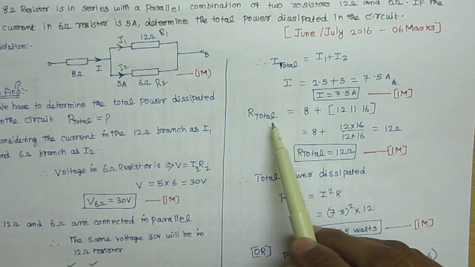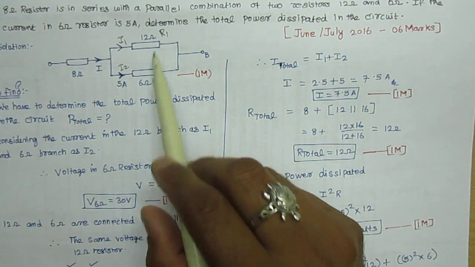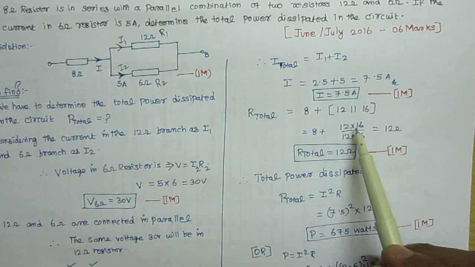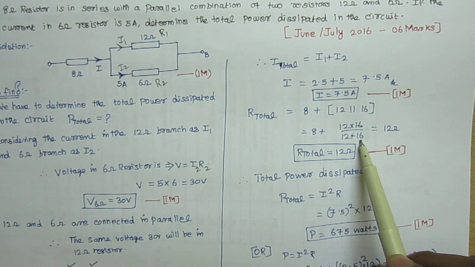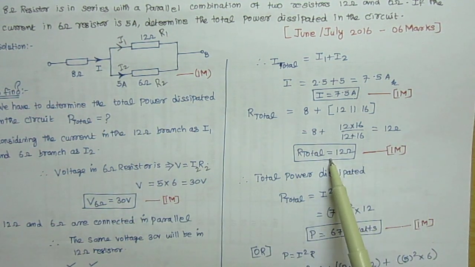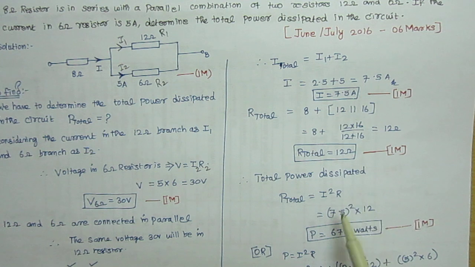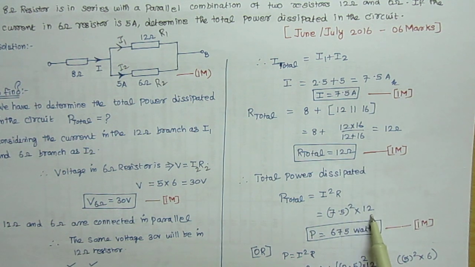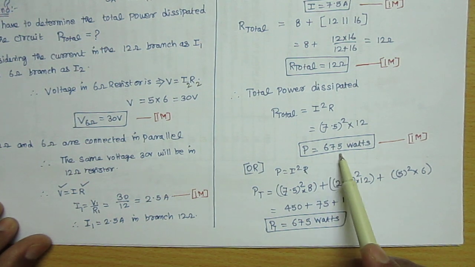For the total resistance, 12 ohms and 6 ohms are in parallel. So if you substitute the formula R1 R2 divided by R1 plus R2, and then 8 is connected in series, if you add this, you'll get 12 ohms. The total resistance is 12 ohm. So the power dissipated, P is equal to I square R. The I value is known, 7.5. So 7.5 square into 12. Therefore P is equal to 675 watt.